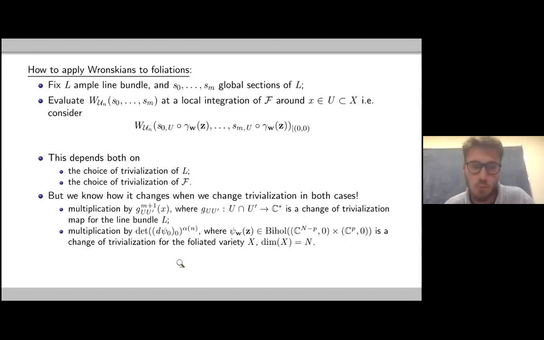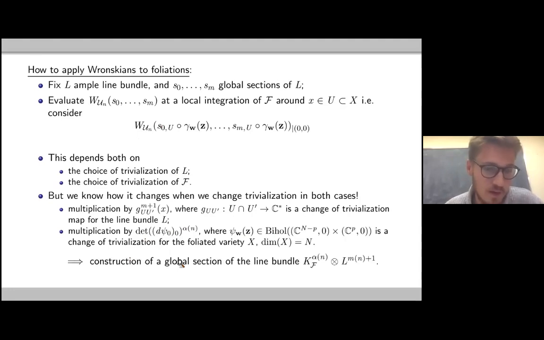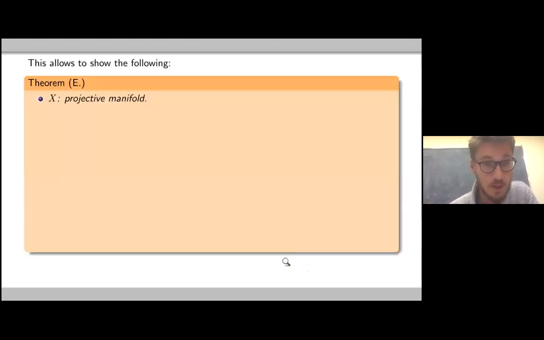And so, well, all in all, this allows us to create a global section of this line bundle. So here it's the line bundle L, and okay, we can take it for granted that the line bundle whose transition functions on the covering are given by this defines actually what we call the canonical bundle of a foliation, denoted in this fashion. And so we recover this alpha.